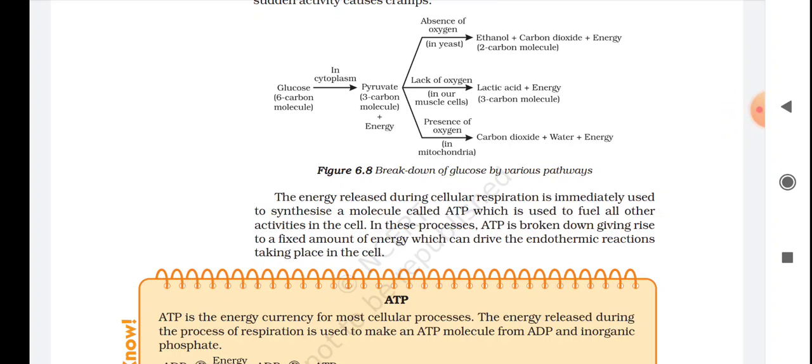So first of all we will see aerobic respiration, which you can see is the last process. The three arrows say absence of oxygen, lack of oxygen, and the third one says presence of oxygen. So aerobic respiration occurs in the presence of oxygen. So this type of respiration is called aerobic respiration. You can write in your notebook: presence of oxygen, aerobic respiration, and below the arrow what is written? In mitochondria. That means this process is done in the mitochondria.